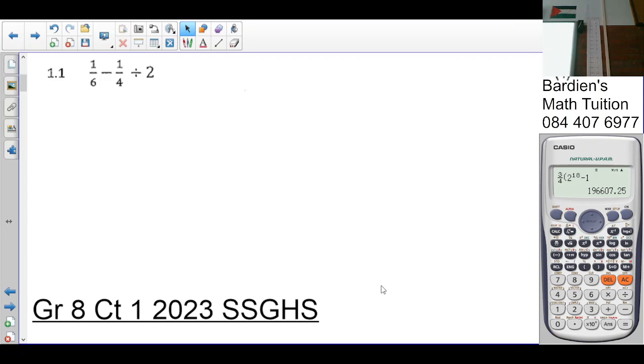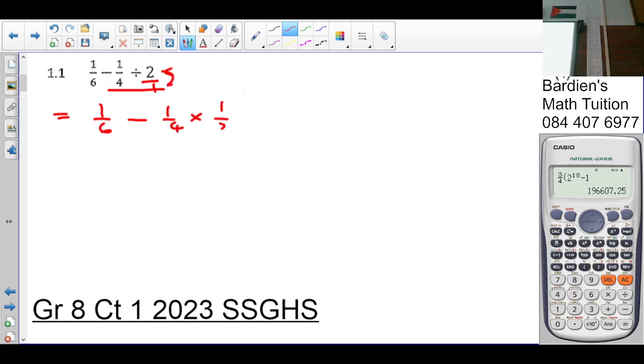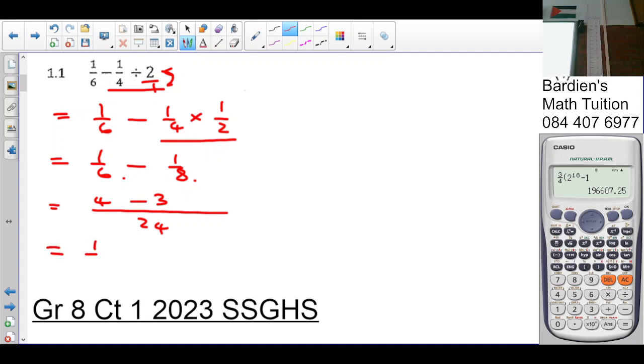Okay, in question 1.1 the question says simplify. So where do we start? Start with the division according to BODMAS. So it's 1 over 6 minus, remember that's over 1, I'm going to tumble and times. So it's 1 over 4 multiplied by 1 over 2. According to BODMAS, multiplication now, so it's 1 over 6 minus 1 over 8. What's the LCM? 24. So I multiply that by 4, numerator also by 4. 3 times 8 is 24, so 1 times 3 is 3. So it's going to be 1 over 3.